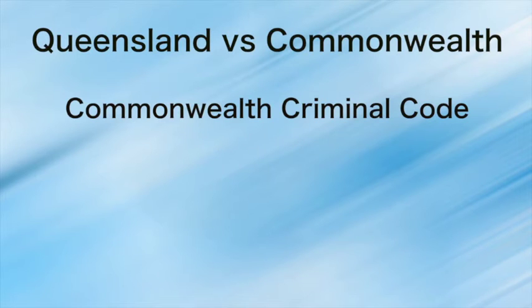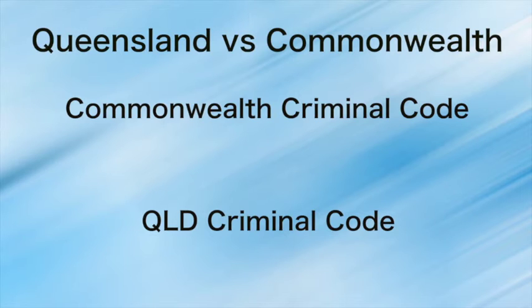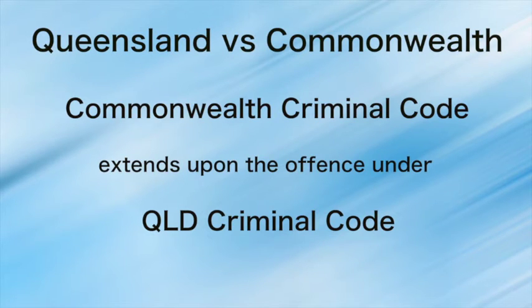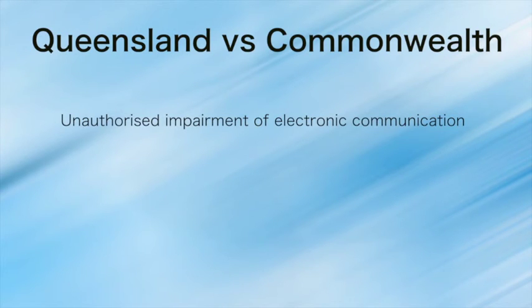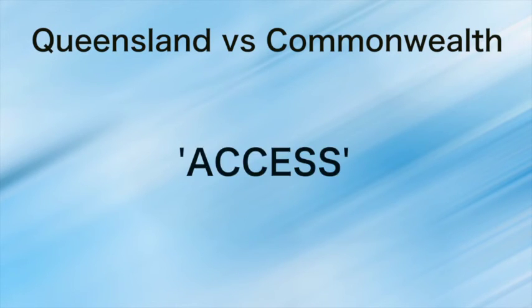The Commonwealth Criminal Code covers the offence under Section 408E of the Queensland Criminal Code and extends upon it, including offences that would not be classified following Queensland's definition of use, such as unauthorised impairment of electronic communication, denial of service, and damage. Commonwealth legislation, in addition, includes access of devices, remotely or directly, as an offence. Therefore, to conclude, although the Commonwealth legislation extends further, it is complemented by Queensland's enforcement legislation.